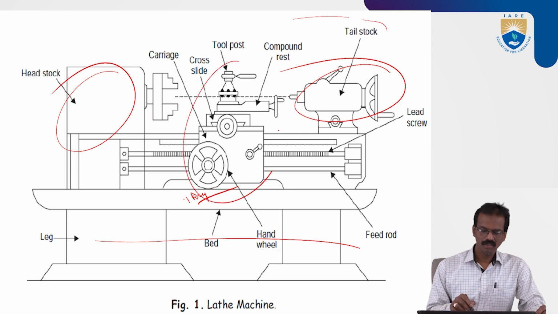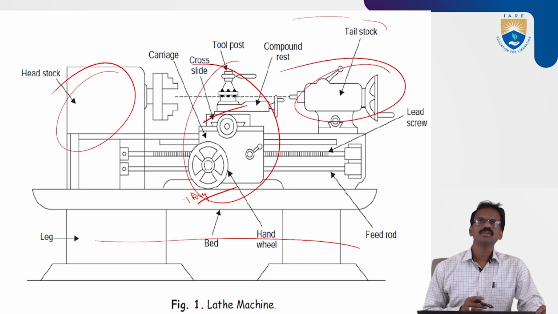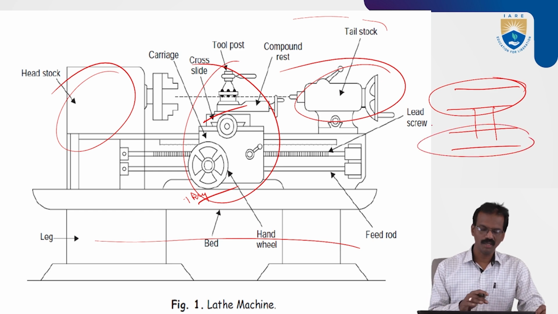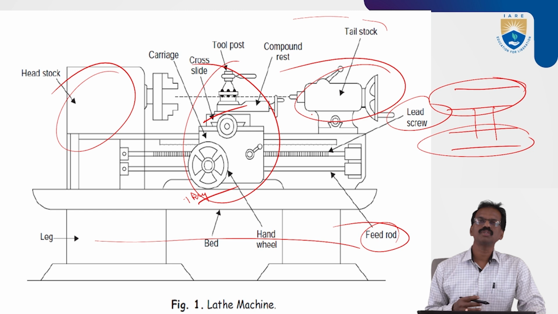In between, the carriage is there. On this carriage there are three parts. One is the saddle, an H-shaped part. This portion moves on one guideway, and this portion moves on another guideway. So by the help of the guideways it will move. By the help of the lead screw and feed rod, it moves manually. By the help of the lead screw it can also be moved automatically.